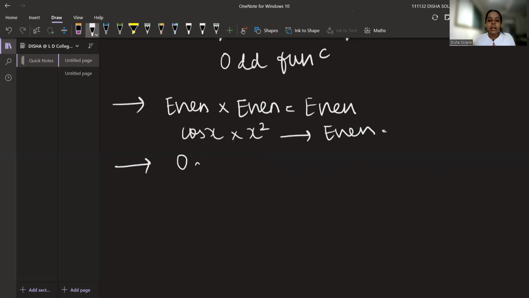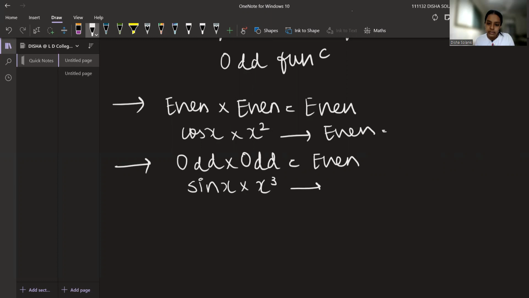Then if you multiply odd into odd, then it will also be even function only. For example, you multiply sin x into x cube, then the resultant function will be even function only.